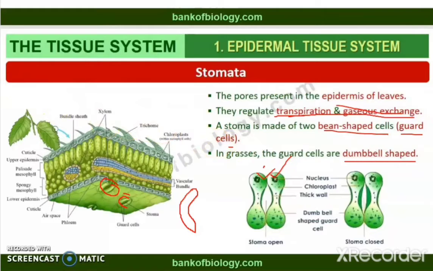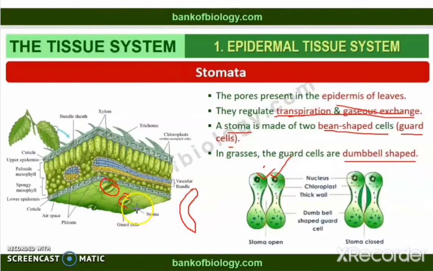Learn about the structure of the stoma. Stomata is the plural form and stoma is the singular form, right? It helps in transpiration and gaseous exchange, and this stoma is made up of two bean-shaped cells which are called the guard cells, right? So this is how the bean-shaped stomata will be. Normal stomata which we see, I have rounded it, right?